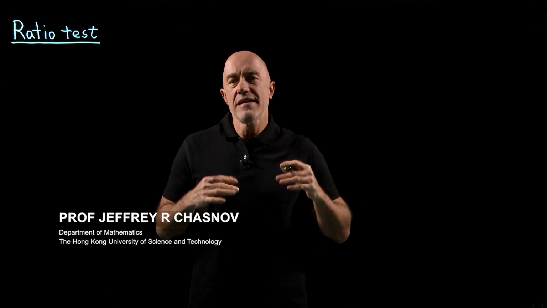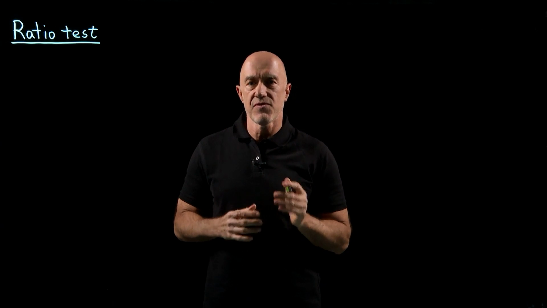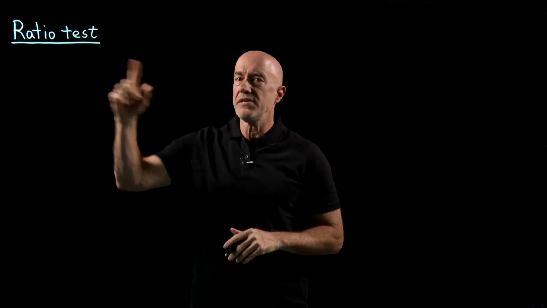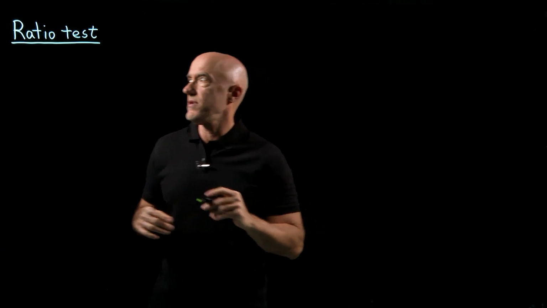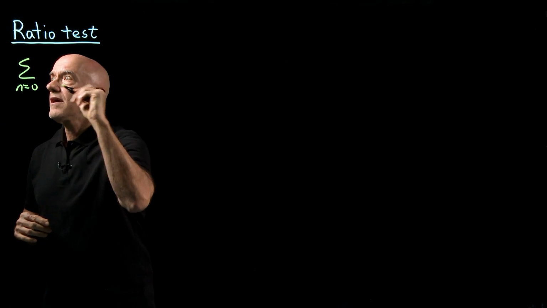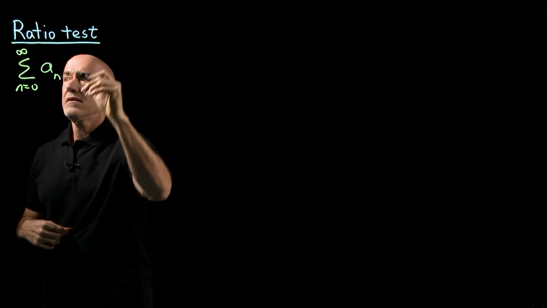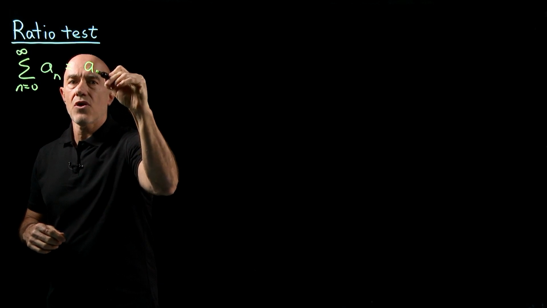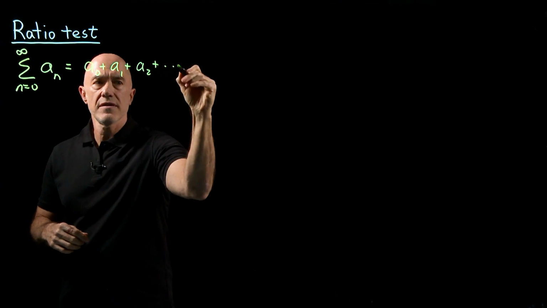We now learn an important test to determine whether an infinite series converges. That's called the ratio test. Let's look at a general infinite series. So I'll start from n equals 0 and go to infinity of a sub n. So this one is equal to a naught plus a1 plus a2, etc.